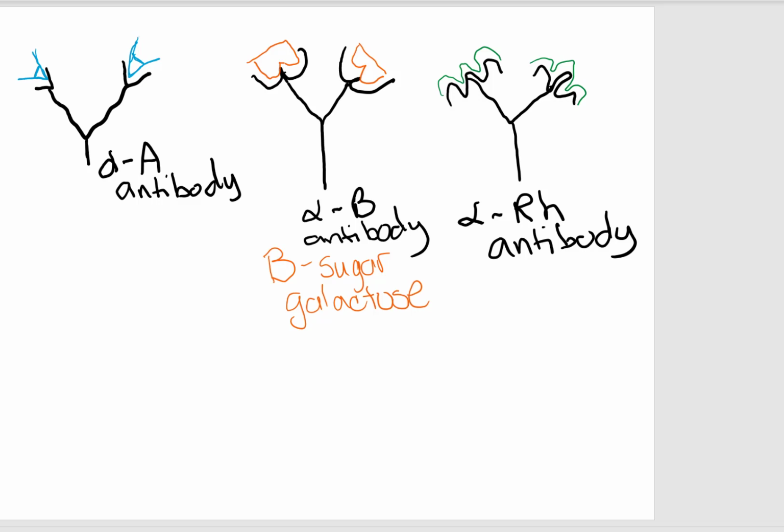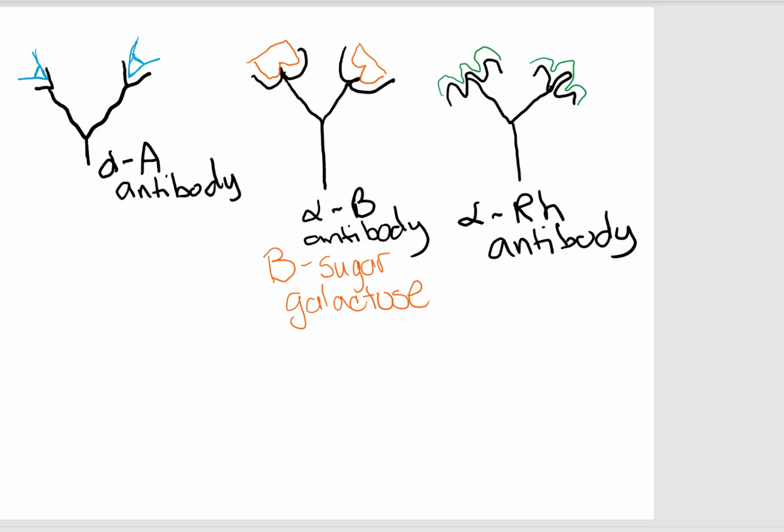Anti-B antibody, I made its binding sites almost look like 3s. And that was to, my lack of humor, but I try, show you that a capital B could fit in those binding sites. Now, anti-B antibody recognizes the B sugar. What is the B sugar? If you are blood type B, your sugar sticking through your red blood cell is called galactose.